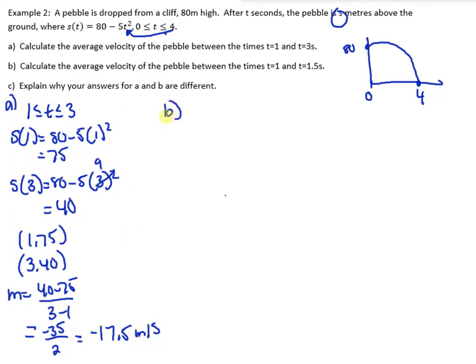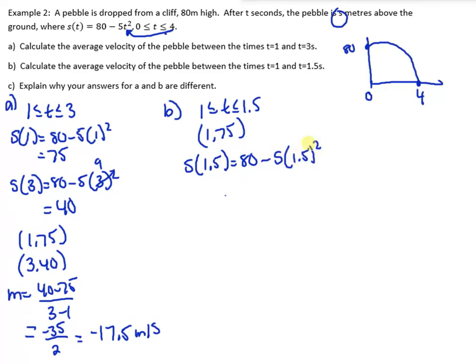For B, we're looking at the average velocity between 1 and 1.5. So again, we have the same point, 1 comma 75. But now let's sub in the 1.5. So 80 minus 5 times 1.5 squared. So 1.5 squared is 2.25, times 5, we have 11.25. So I'm at 68.75. So that's our second point, 1.5 comma 68.75.